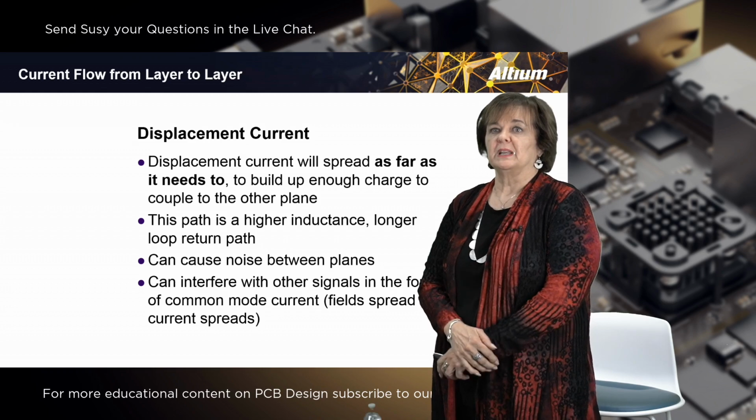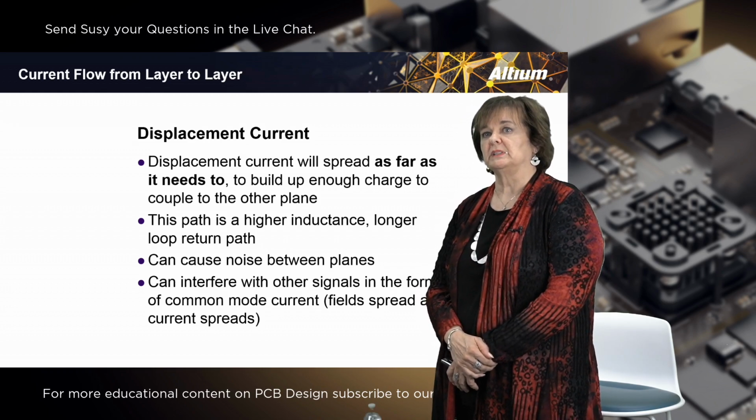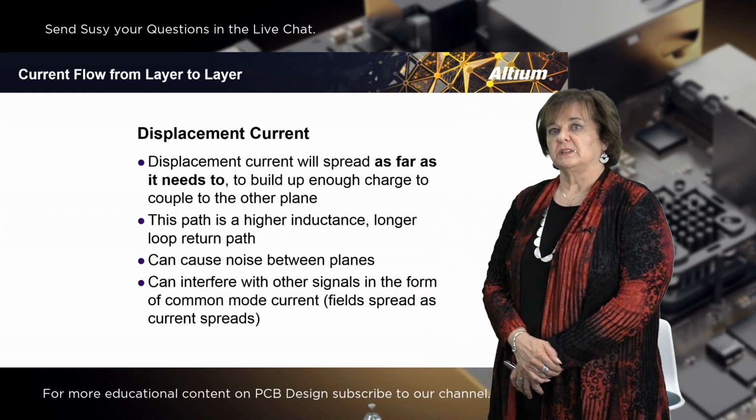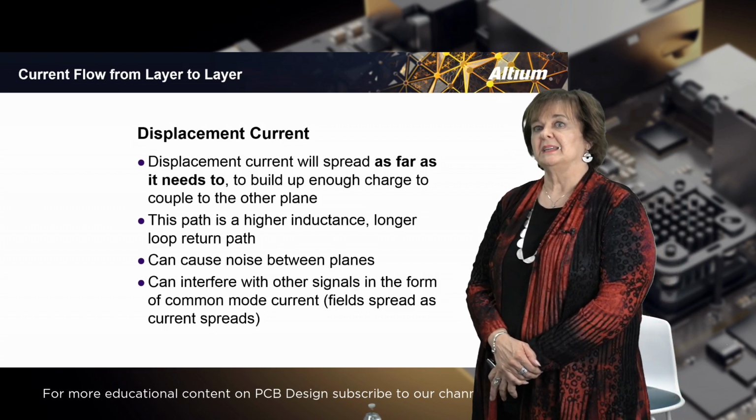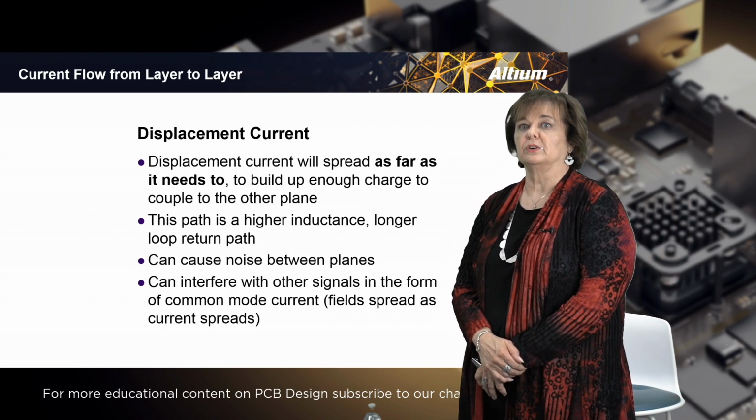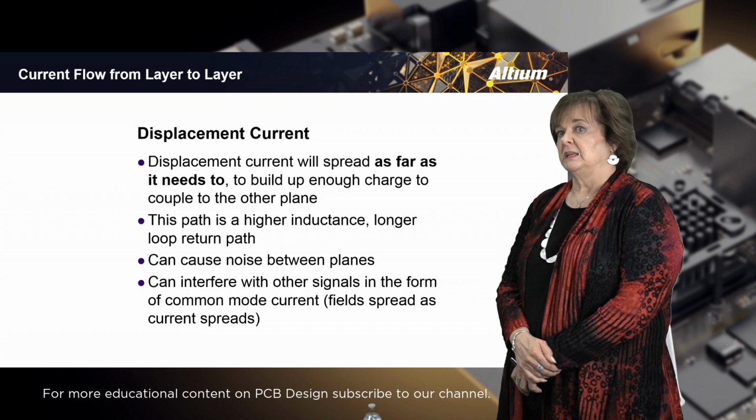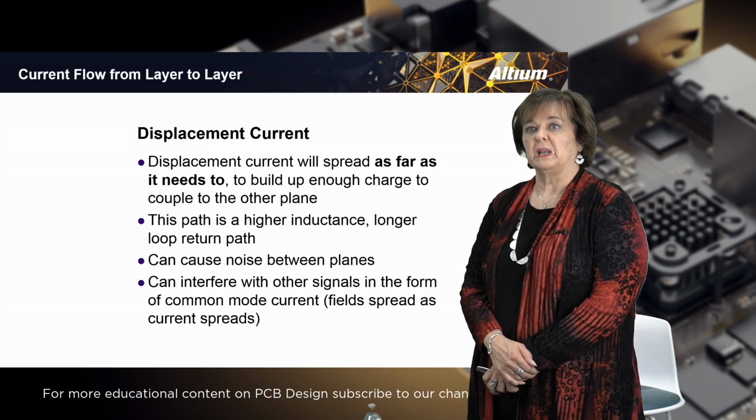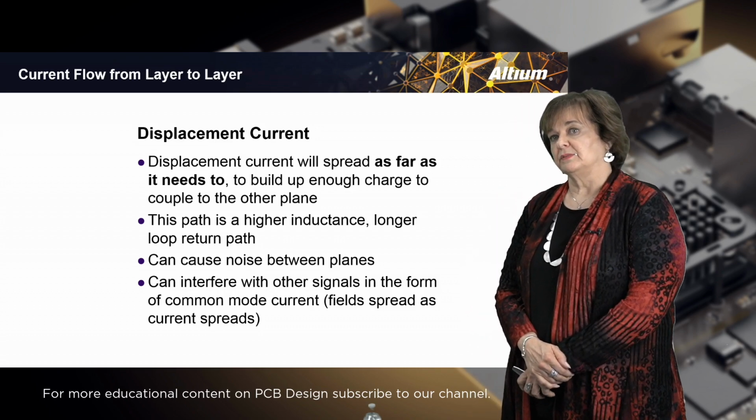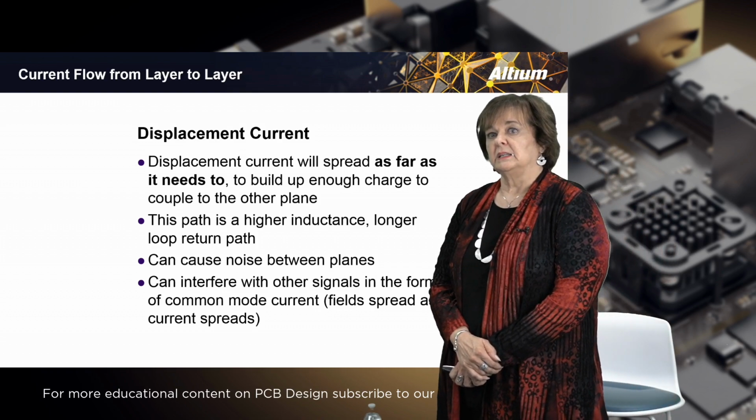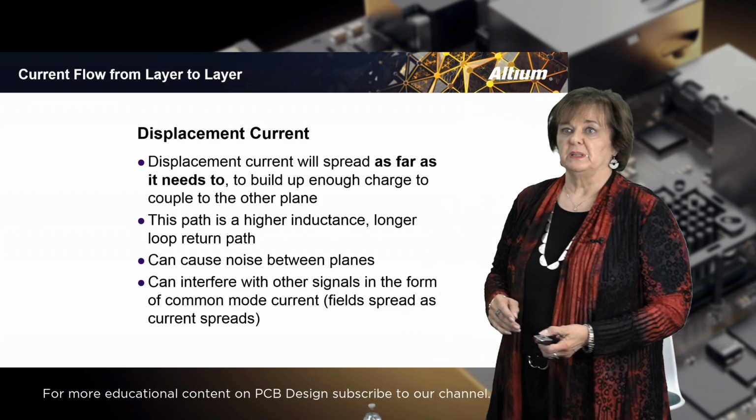Displacement current will spread as far as it has to in order to build up enough charge to get to the other plane. And this path is the higher inductance, the longer loop area path. And it can cause all kinds of noise in the planes, and it can cause all kinds of noise in the signals. It can interfere with anything that happens to be in that region.